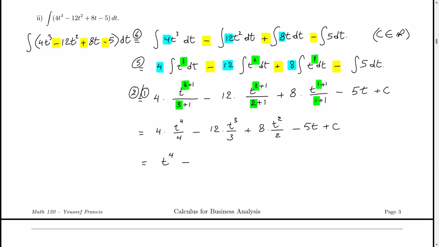The next term is 12t cubed over 3. 12 over 3 is going to be 4t cubed. And finally, 8t squared over 2. 8 over 2 is going to be 4. And the last two terms just copy down. So this is the answer.